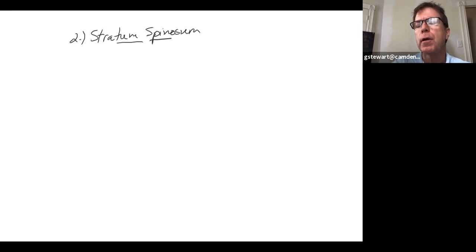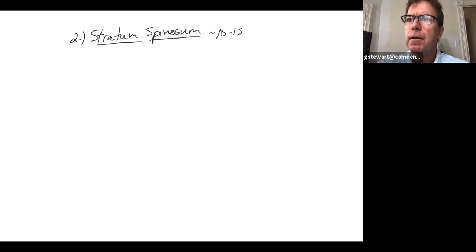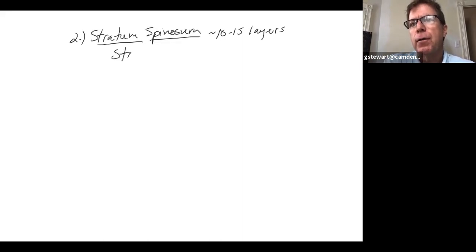The stratum spinosum is much thicker than the stratum basale. Depending on what book you read and what place on the human body, it's about 10 to 15 cell layers, so it's 10 to 15 times as thick as the stratum basale. The cells in this region are still dividing. That means they are still mitotic, undergoing mitosis, so they are still alive.